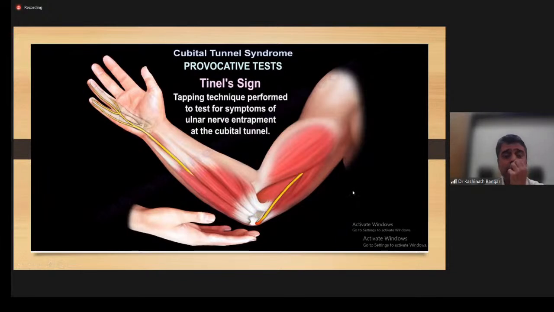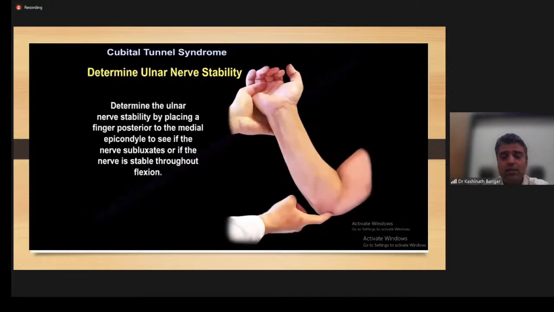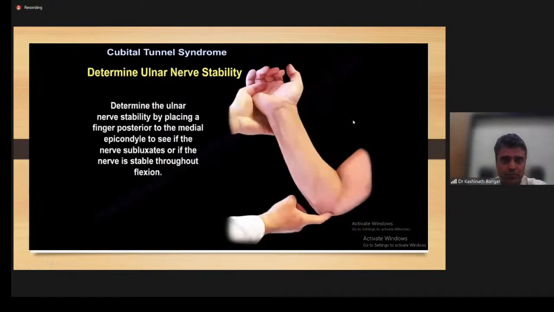What are the provocative tests? So Tinel sign will be positive. If we tap on the cubital fossa, the cubital tunnel, then there will be a provocation of the symptoms. This Tinel sign will be negative in case there is a C8 radiculopathy. Okay. Elbow flexion test. As we saw, the flexion of the elbow increases the symptoms. Again, the elbow flexion test is a provocative test which will be negative in case of C8 radiculopathy.